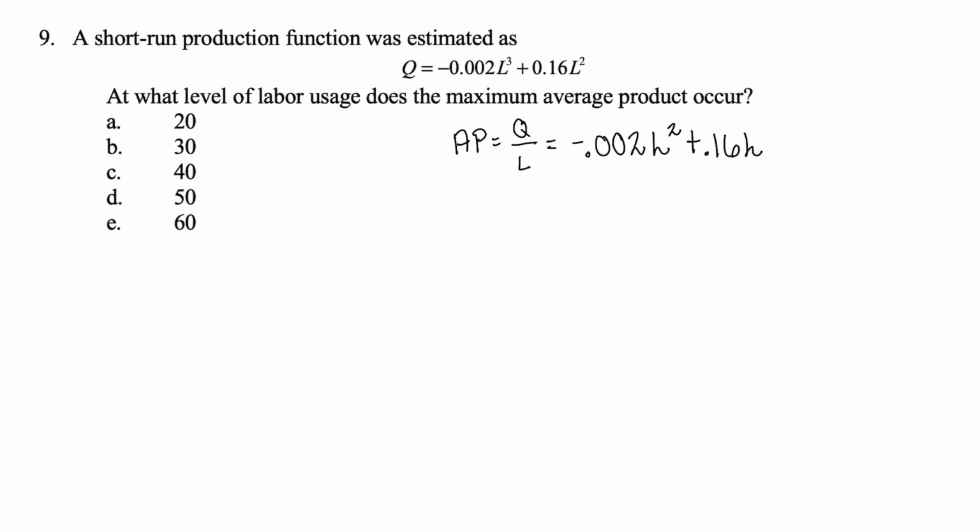And then we're using this, and we're going to take the number that's in front of our L without any exponents, so it's going to be 0.16 over 2 times the coefficient in front of our L squared, so 0.002. And this is negative, and the formula requires a negative in front, which gives us 40, which is C. The maximum average product is occurring when, or we're asking ourselves, when does diminishing returns start?